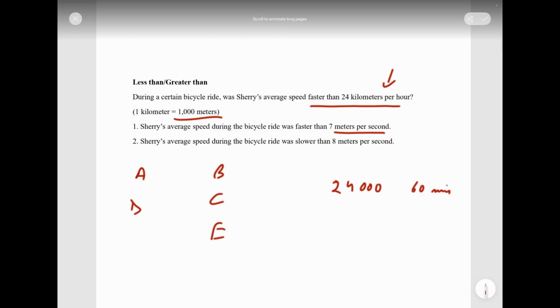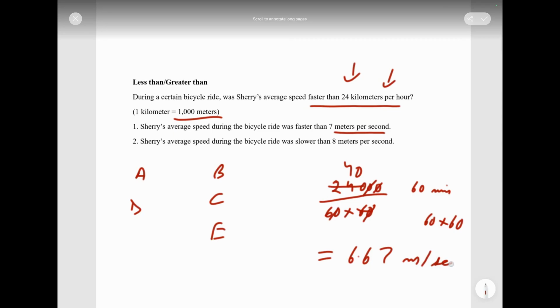And 24,000 meters in 60 minutes. How many seconds in 60 minutes? 60 into 60, right? So this needs to be divided by 60 into 60, and that will give you meters per second. So you don't need to remember any complicated formulas. Just use common sense. So 0 goes away, 0 goes away, 6 40 times. So 40 divided by 6. And since I have a calculator, I will use it. That's 6.67. So the question is now, was Shari's average speed faster than 6.67 meters per second?